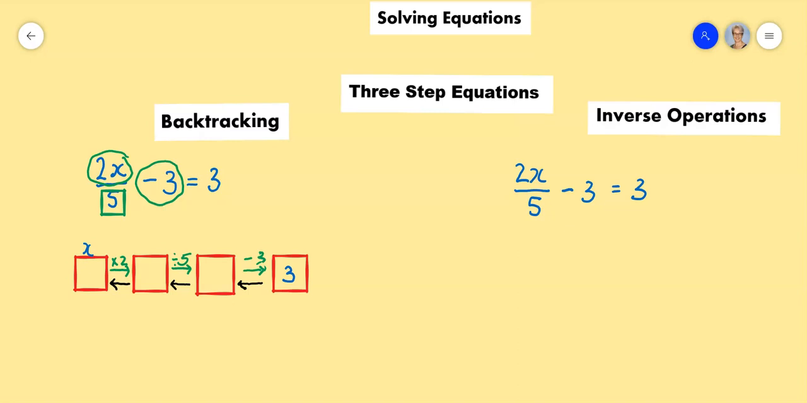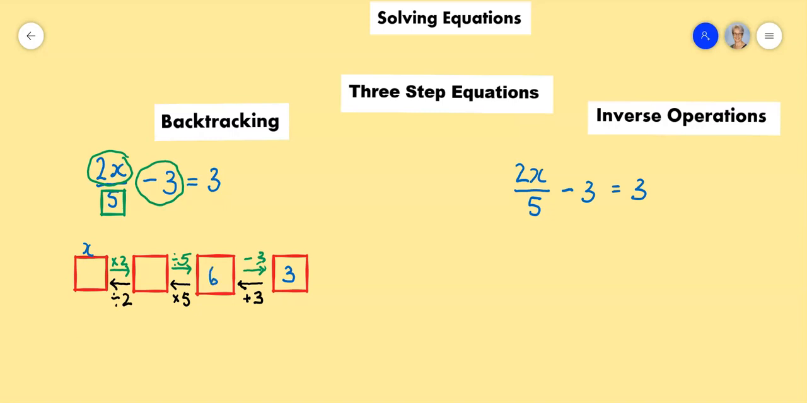Okay, so now to undo our equation, we're going to do the inverse operations in the opposite order. So to undo minus 3, we're going to plus 3. To undo divided by 5, we're going to times by 5. To undo times 2, we're going to divide by 2. And now we can solve.